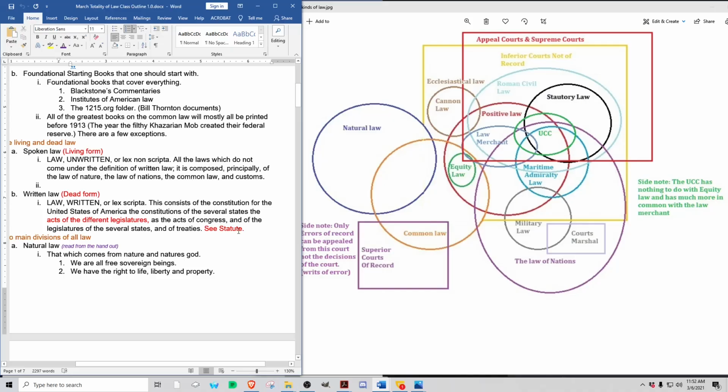And this consists of the constitutions of the United States of America, and all constitutions of several states, the acts of the different legislatures, the acts of Congress, and of the legislature of several states, and of treaties. So see statute, right? So that's everything in here, statutory law. Also law of nations. And you see how law of nations does cross over common law a bit here?